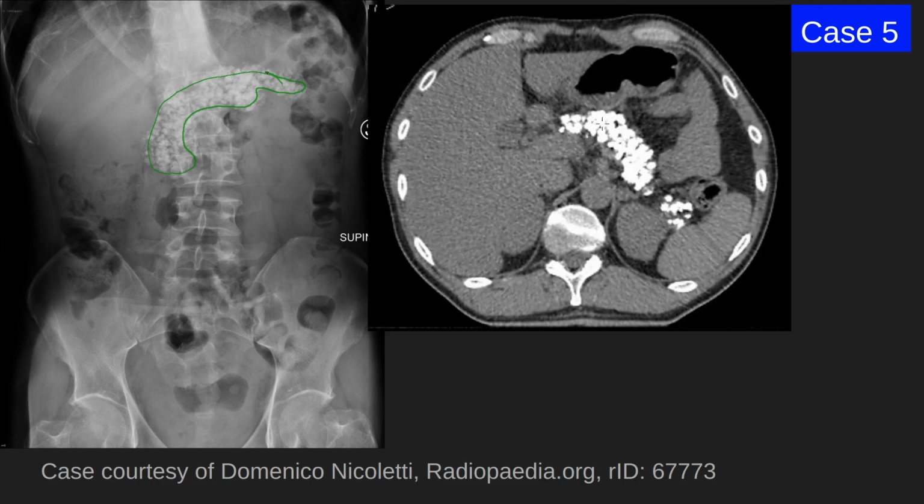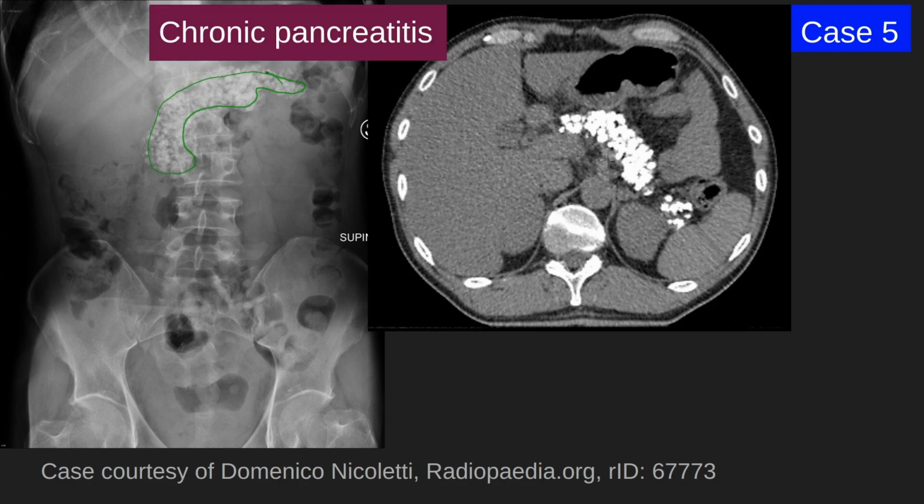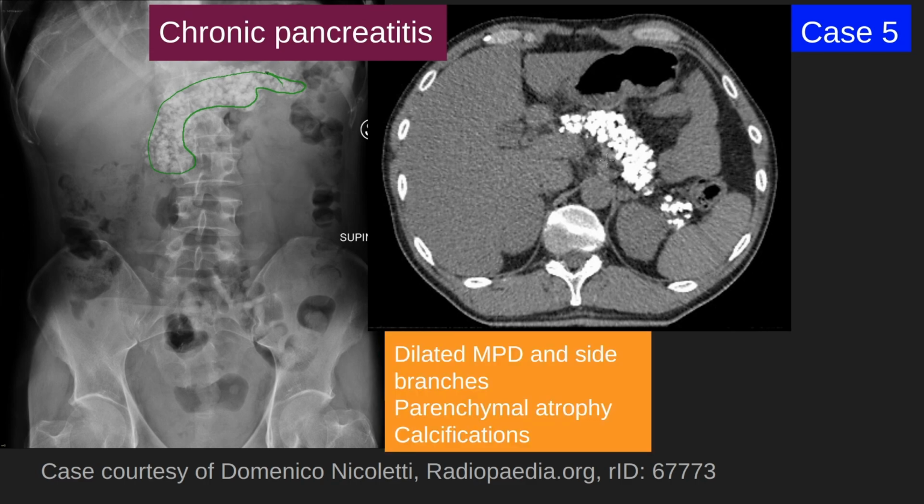The CT scan shows diffuse calcification throughout the pancreatic parenchyma. There is associated pancreatic parenchymal atrophy. This imaging presentation with diffuse atrophy of the pancreas and calcification is consistent with chronic pancreatitis. The imaging findings are a dilated main pancreatic duct and side branches, atrophy, and calcifications.